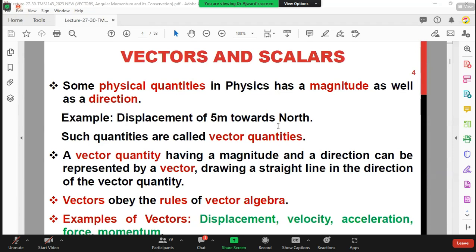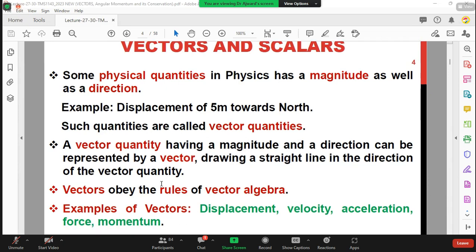So a vector quantity having a magnitude and direction can be represented by a vector, drawing a straight line in the direction of the vector quantity. For example, if the displacement is 5 meters toward the north, then you can draw a line towards the north. Of course, you have to choose a scale because usually on a paper, it's difficult to draw a 5-meter line, right? So you have to choose some scale like 1 centimeter equals 1 meter or something like that.